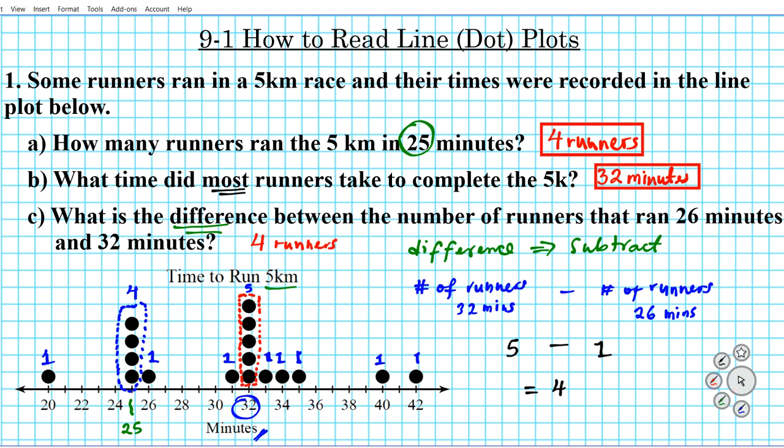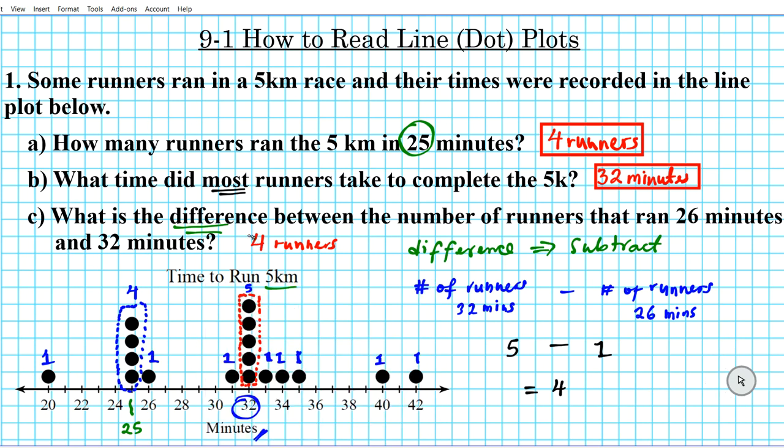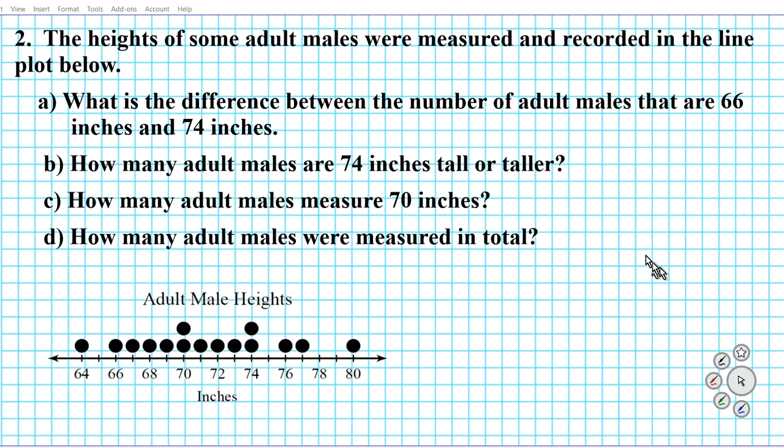All right, we're going to take a look at another example and then give you some to try out. All right, so let's box our answer for question number 1C. All right, number 2. It says the heights of some adult males were measured and recorded in the line plot below. Okay, so we have the line plot. You see the title, you see the frequency points, the numbers, and the units.